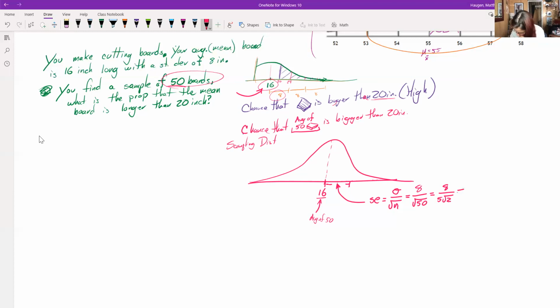So what is that? 1 point something, right? 1.13. 1.13. Thank you. So that 1.13, so if we go up 1 standard deviation, that would be what, 17.13? Much smaller than that 8, but it's again measuring something different. How spread out are our averages of 50 boards? Well, our averages should be pretty tight. How tight? They have a standard deviation, standard error, of 1.13.